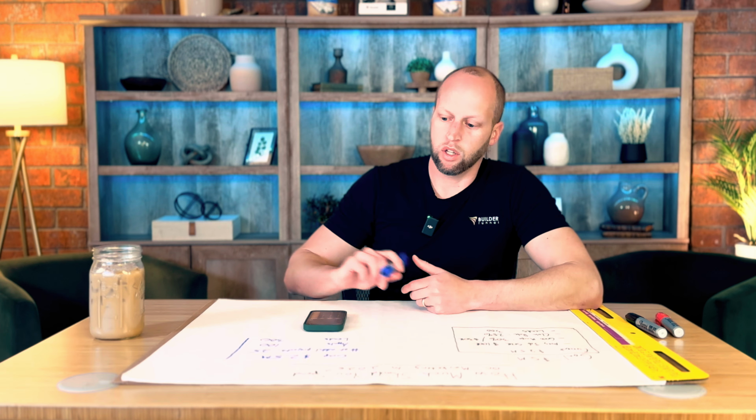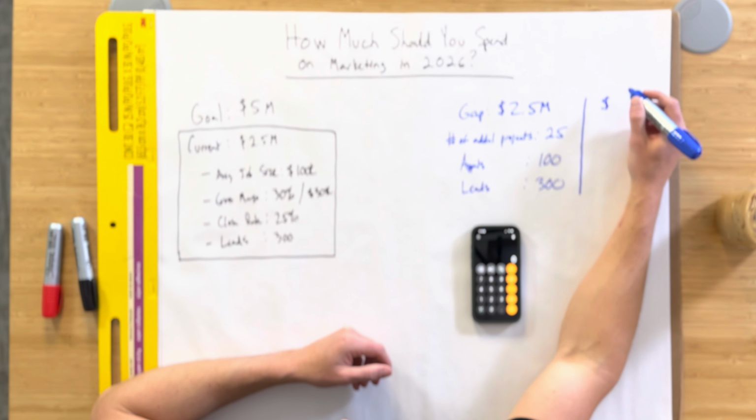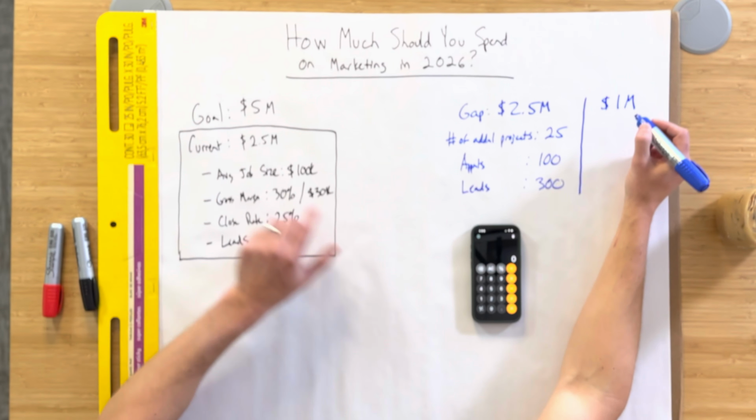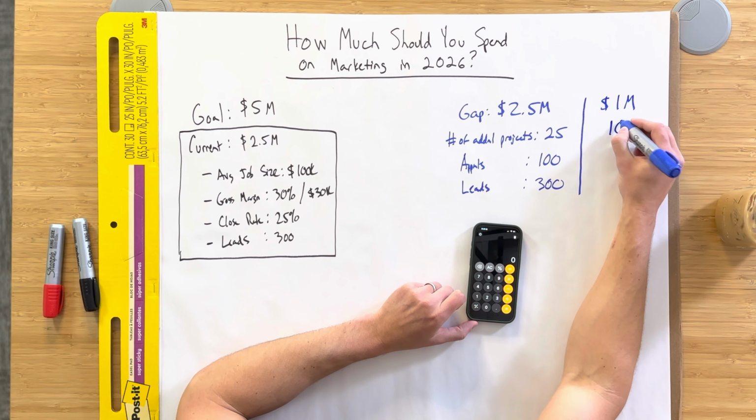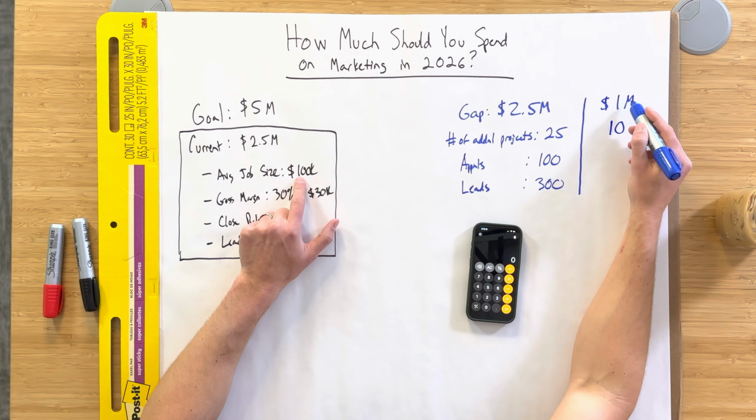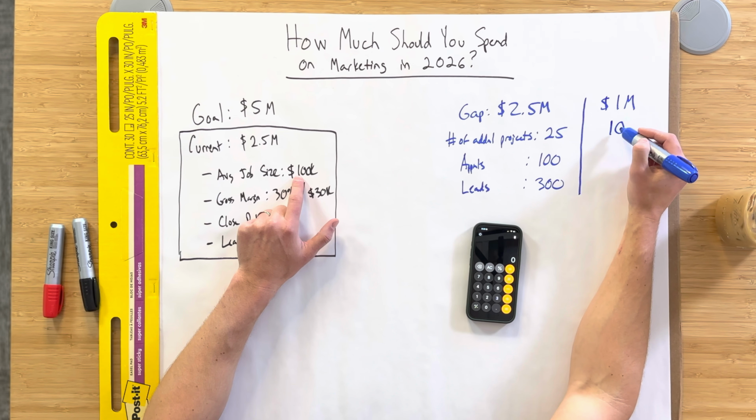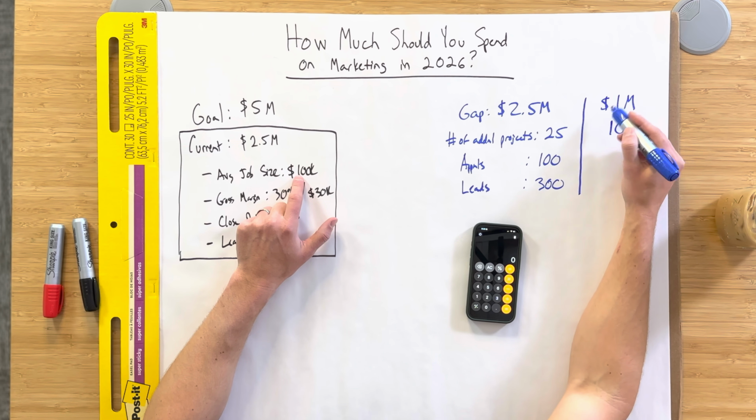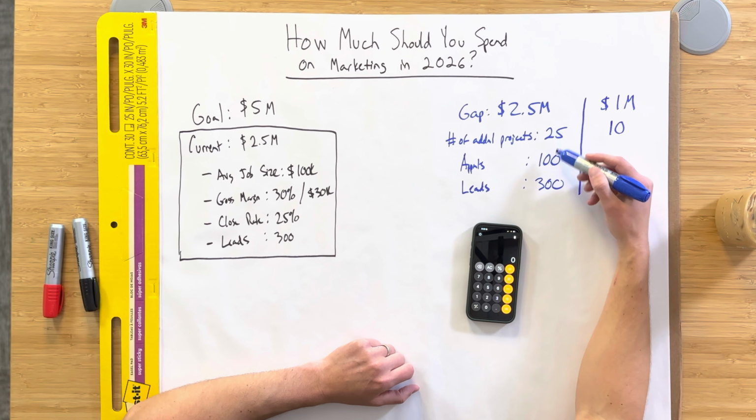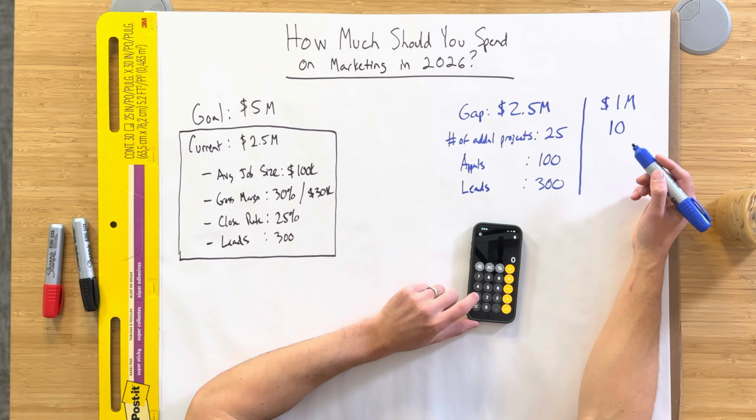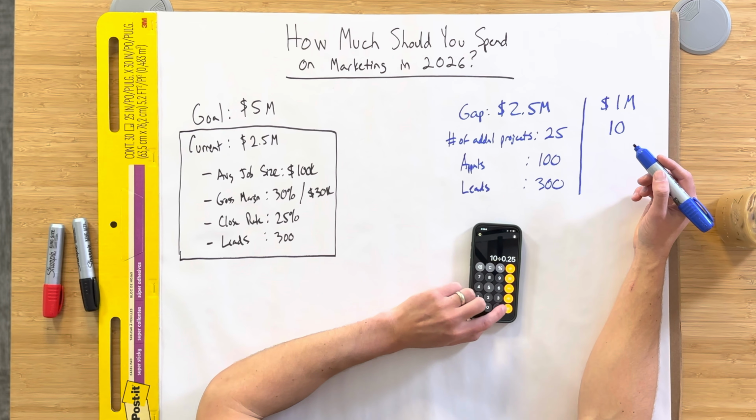is helpful. So let's say alternatively you were trying to add $1 million, so your goal was 3.5 instead. So we need 10 more projects. That's 1 million divided by 100,000, our average project size. That means 10 projects at 100K gets us our additional 1 million. Then we know that we have a 25% close rate. So we're going to take our 10 and divide it by 0.25.